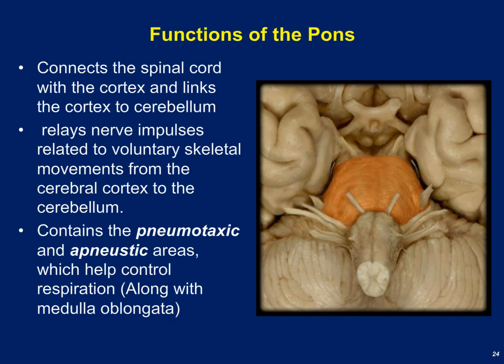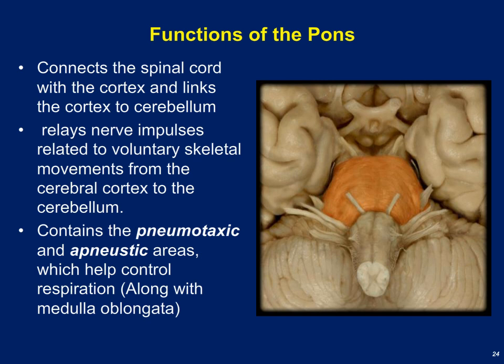So remember, I said that the word pons actually means bridge, and this is very apropos because the pons helps to connect the spinal cord with the cerebral cortex and also links the cerebral cortex to the cerebellum. So it relays nerve impulses related to voluntary skeletal muscle contraction to and from the cerebral cortex and the cerebellum.